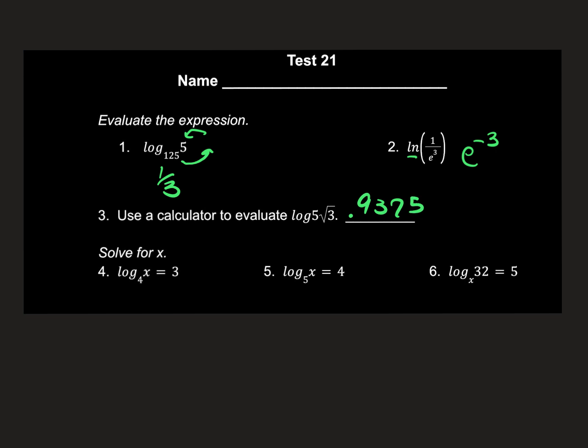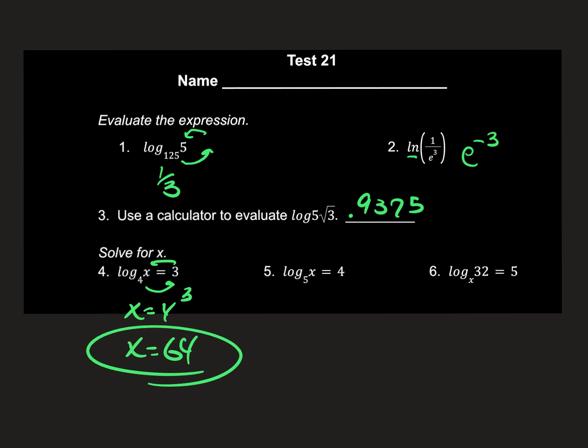Number four, then move the x around a little bit, but remember, it's that base to that power equals that. So it's going to be x equals 4 cubed. Everybody knows 4 cubed is 64. That's all you got to do on that one.